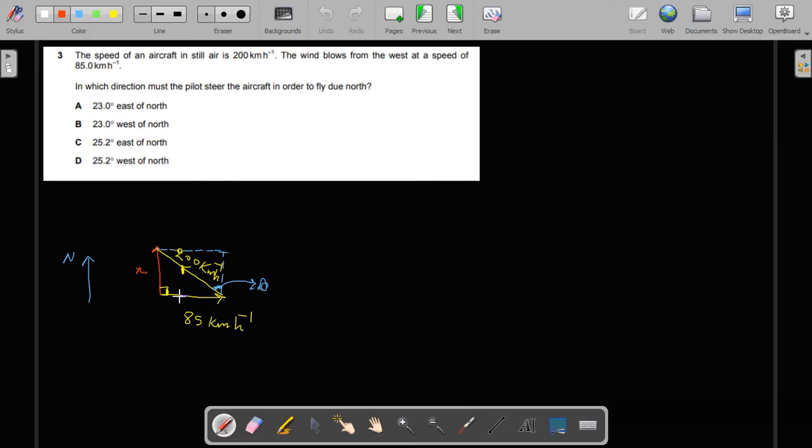So what is resultant? Resultant will be x. So x will be perpendicular to 85 km per hour to the west. So north is perpendicular to the west. So this is x. So we know that if we consider theta, we can write sine theta equal to 85 divided by 200, opposite divided by hypotenuse. So if you use sine inverse by calculator, you will get 25.2. And the direction will be west of north. So D is right.